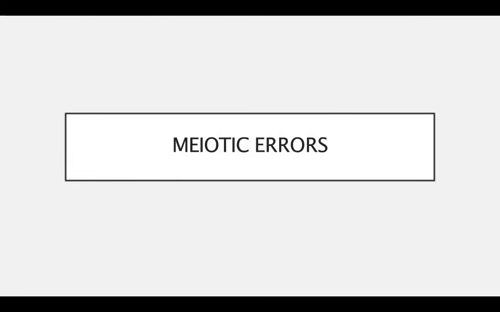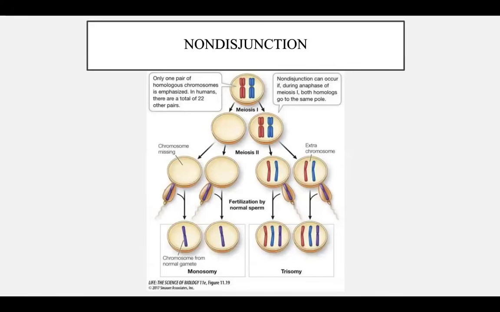So in meiosis, because of how many processes are involved, from prophase, metaphase, anaphase, telophase one to the second round of going through everything again, there can be meiotic errors. Meiotic errors are commonly referred to as non-disjunction. Non-disjunction is when your homologous pairs fail to separate or your sister chromatids fail to separate. This results in aneuploidy. Aneuploidy means you have fewer or more chromosomes for certain chromosome numbers.